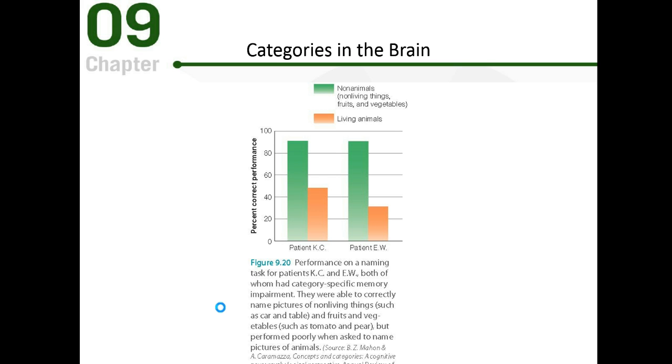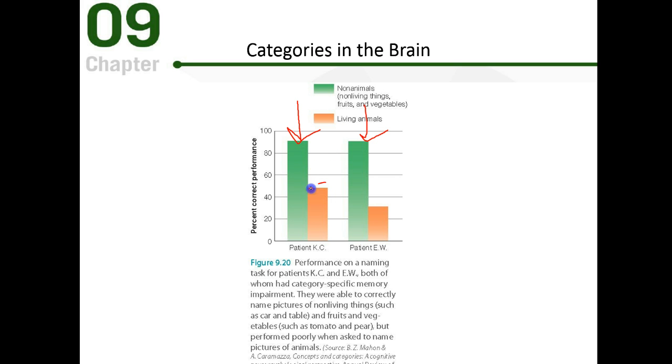Right, so remember that category-specific memory impairment. This occurs when we lose the ability to identify one type of object, but retain the ability to identify other objects. It turns out that KC and EW could identify non-animals, but were unable to identify animals. And so if you take a look at the results of this study, notice that both of them did pretty well when asked to identify non-animals, so non-living things like fruits, vegetables, furniture.